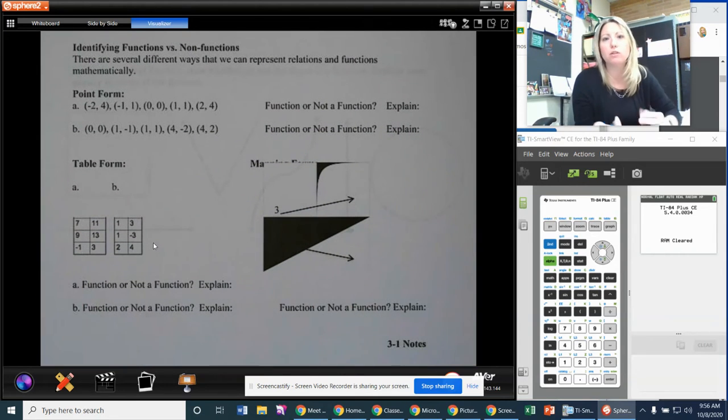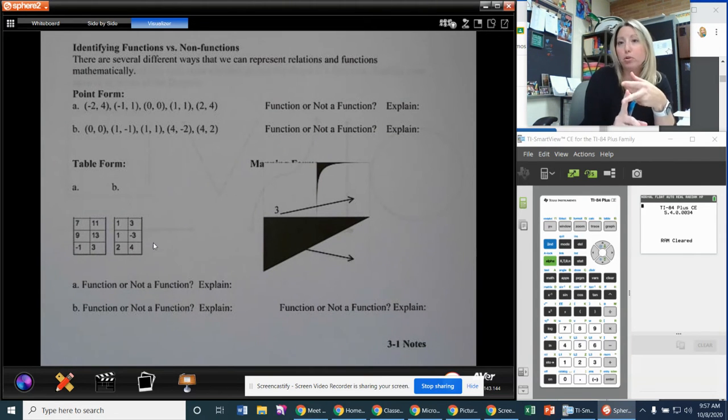I can represent a relation by just listing off the points to you. I can represent a relation in a table. I can represent a relation in what we call a map, and I'll show you the correct picture for that on my screen. And I can represent a relation on a graph. And when you're looking at these relations that I'm representing to you, you need to decide if this relation is a function or not a function.